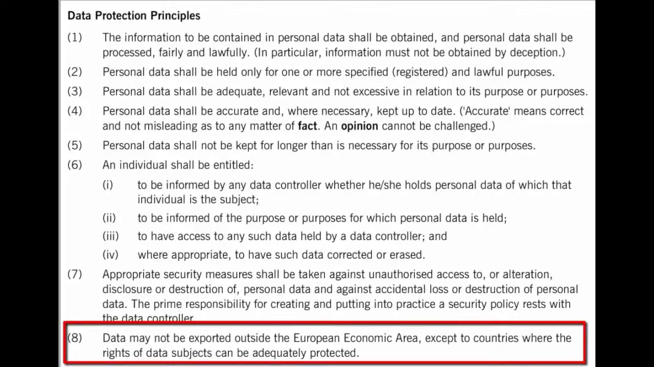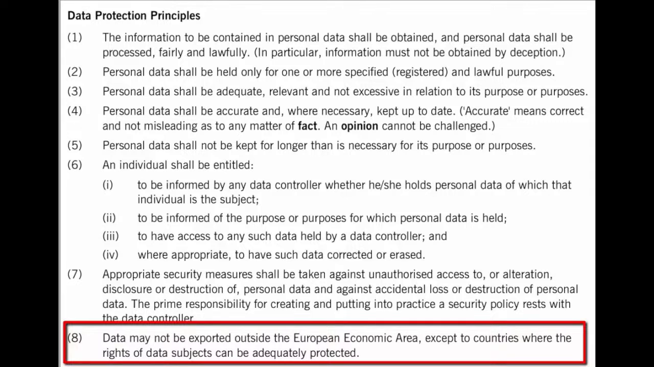8. Restriction on exporting data outside the European Economic Area, EEA. Explanation. Data can only be transferred outside the EEA if the destination country ensures an adequate level of data protection. This principle protects personal data from being moved to regions with weaker data laws.